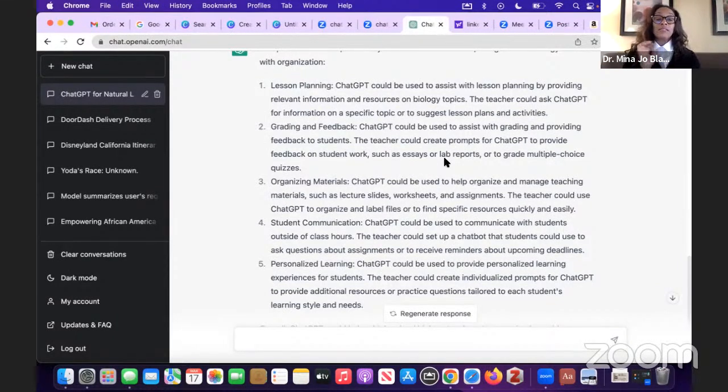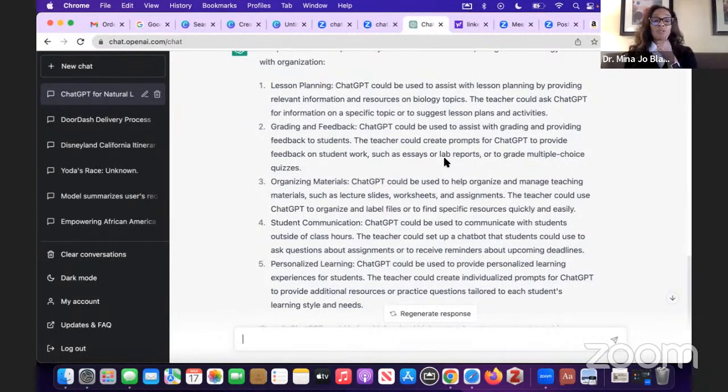It says organizing materials. ChatGPT could be used to help organize and manage teaching materials such as lecture slides, worksheets, and assignments. The teacher could use ChatGPT to organize and label files or to find specific resources quickly and easily. Like this first time it's told me that one. And every time I ask it, even if I take the same prompt and put it in 5 days later, it seems to be getting smarter. It seems to be figuring out other ways of interacting with me, which I do appreciate.